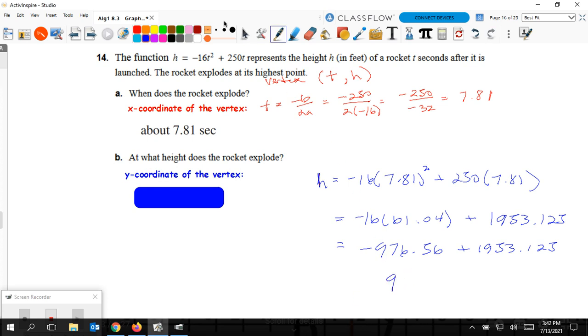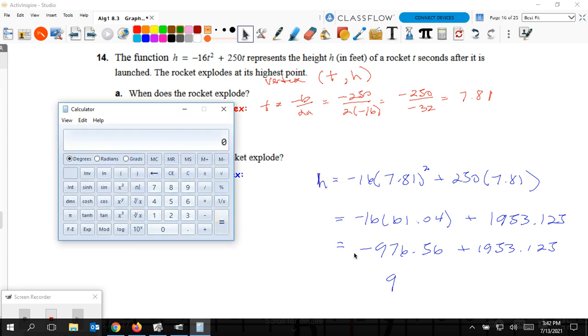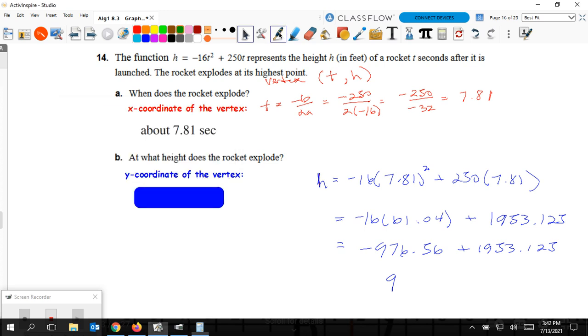Where'd that go? Oh, I got rid of it. I'll have to do that again. Bring it back up just to be sure. Let me just do this one more time. 1953.125 minus 976.56 equals 976.57.